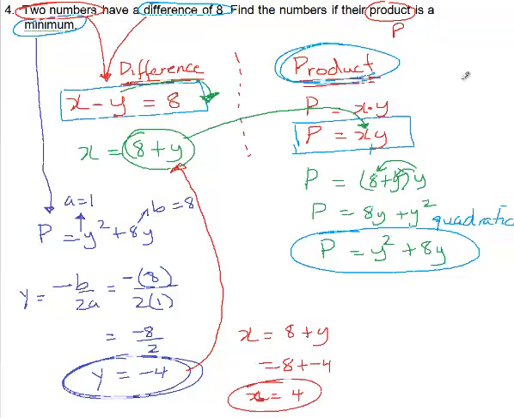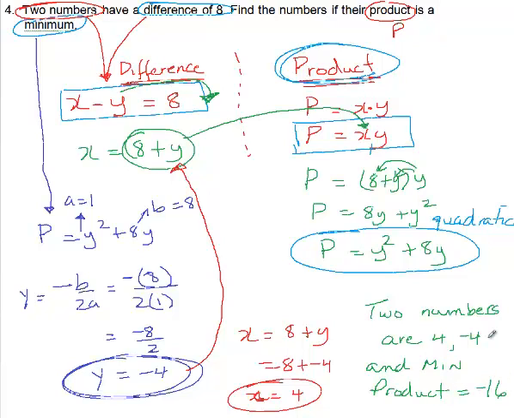So your two numbers, right? So the answer is two numbers are 4 and negative 4. And the minimum product is negative 16. There's your complete answer for number 4 on page 98. The next video now will deal with number 6 on page 99 if you want to watch that one.